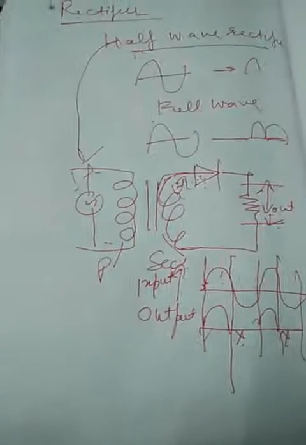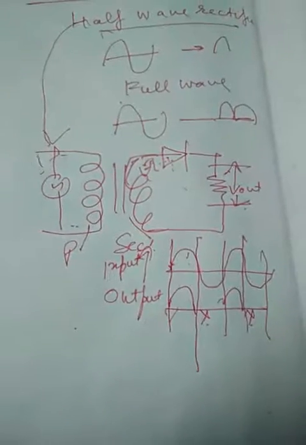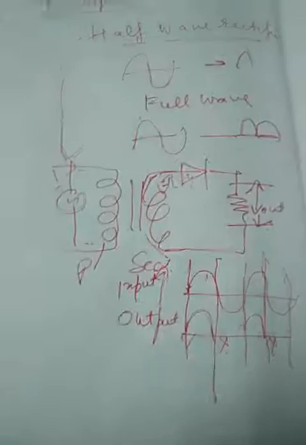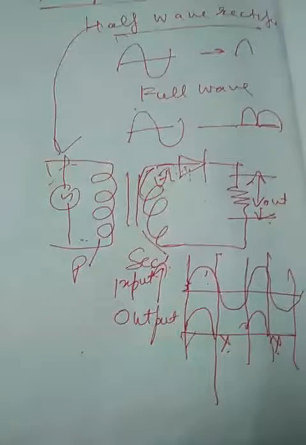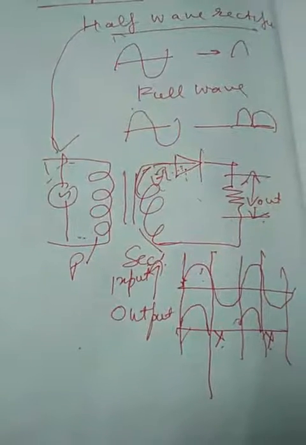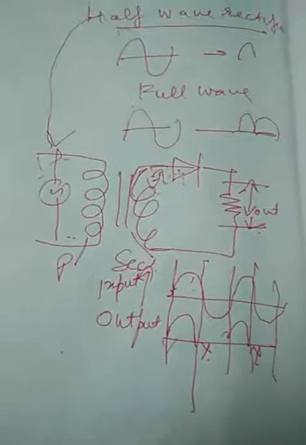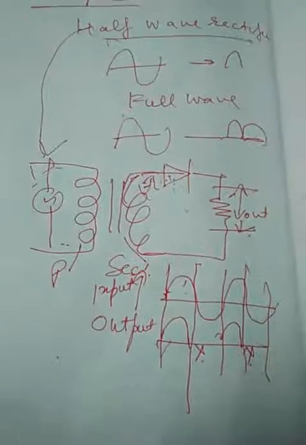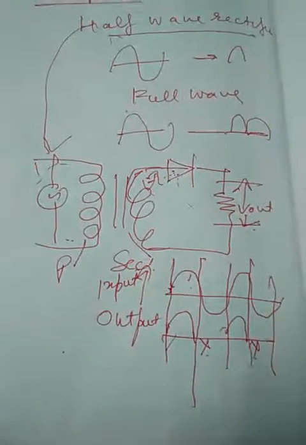This half wave rectifier has a disadvantage that it rectifies only half of the signal. That is the main disadvantage, and the output contains a lot of ripples. That is the main problem with the half wave rectifier.